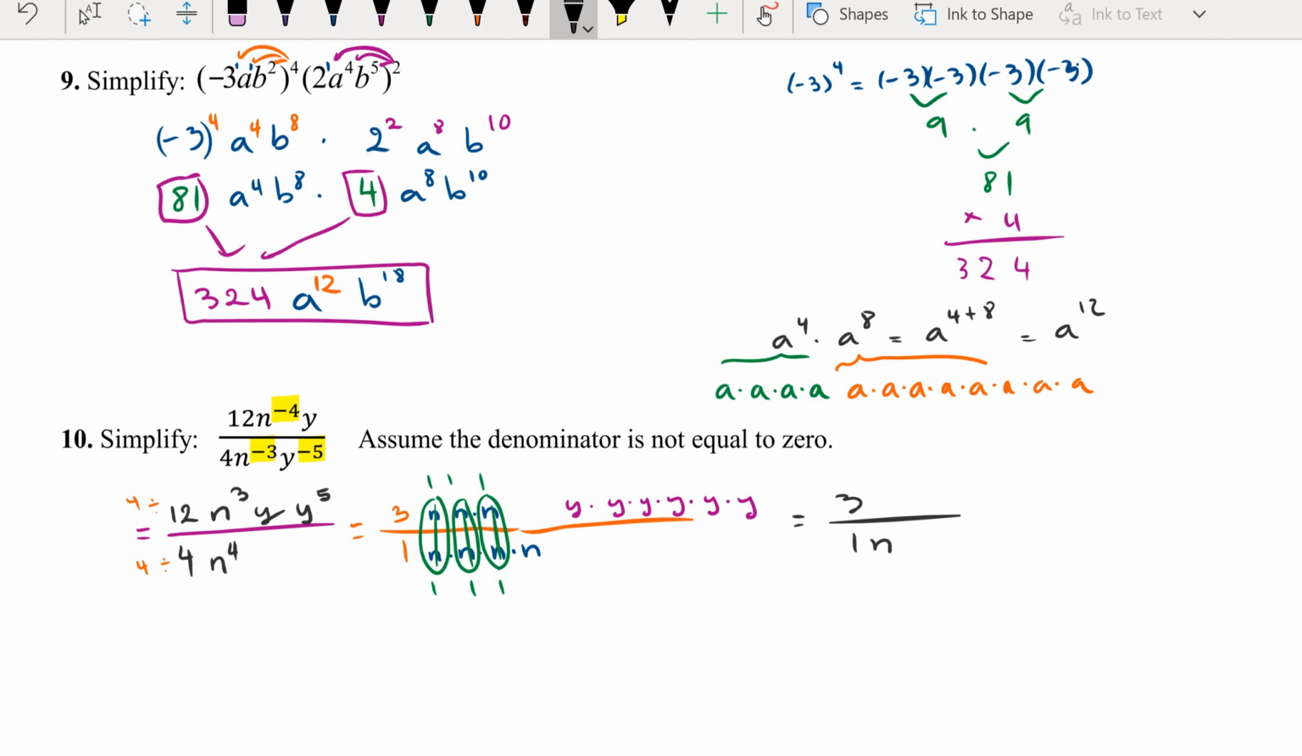Oh, sorry, I said 1 n. There is 1 n left over, so I'll just rewrite it. And the y, we have 6 y's in total, so y to the 6th power. Okay, to make it look nicer, we don't need to put 1 at the denominator. The final answer will be 3y to the 6th over n. Okay, and that's it for the answer for problem 10.